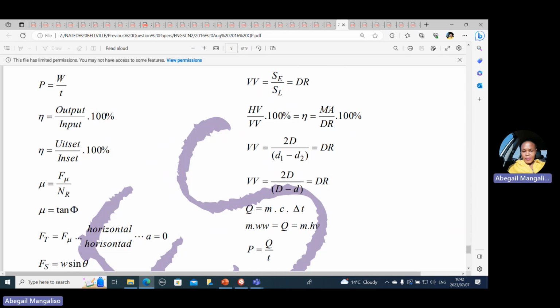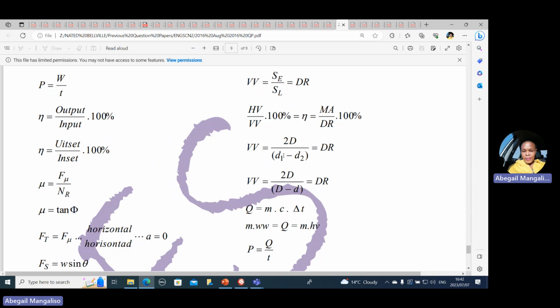Also, mechanical advantage divided by DR. DR is velocity ratio, it's the same thing. The formula of efficiency will be given, and it is the same for all of the machines. DR, which is also VR, velocity ratio and displacement ratio, is the same thing. It is 2D divided by D1 minus D2.